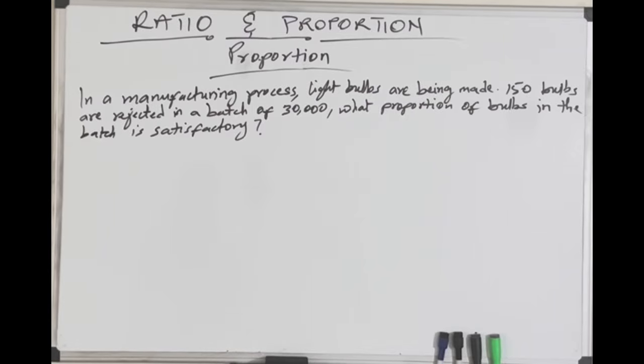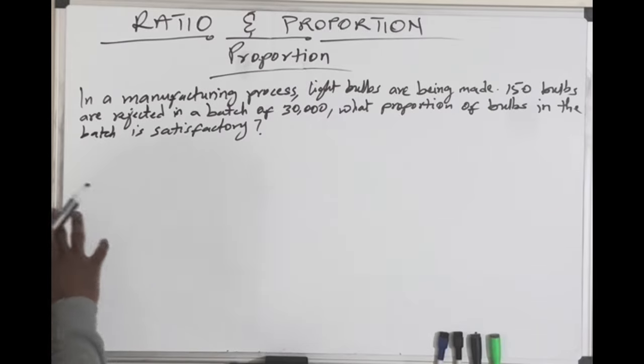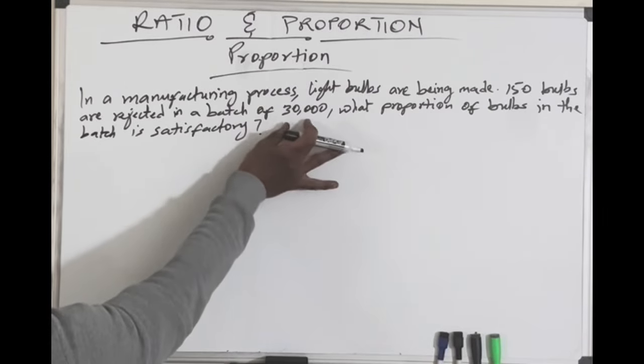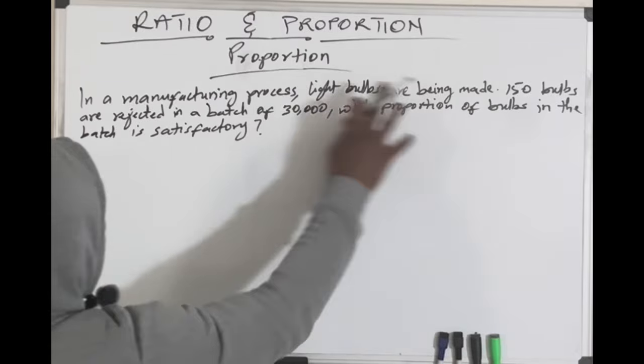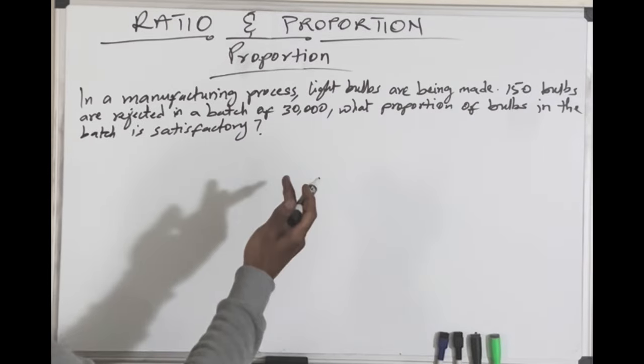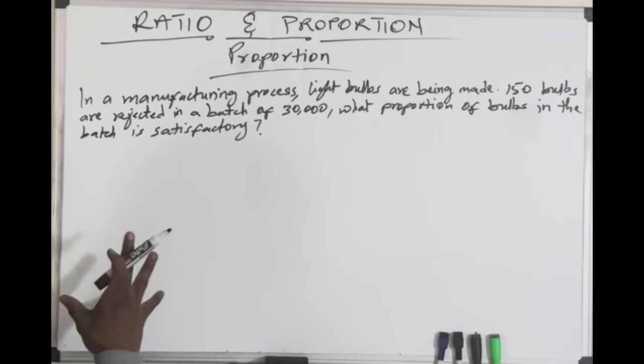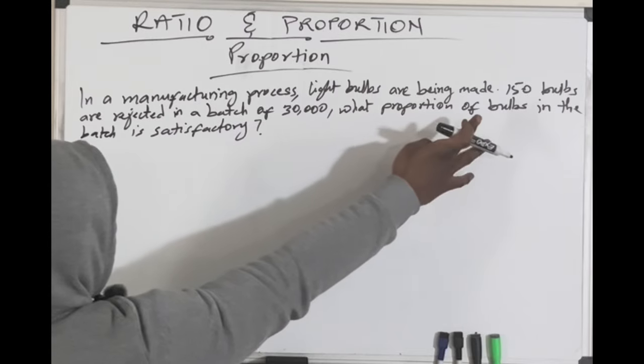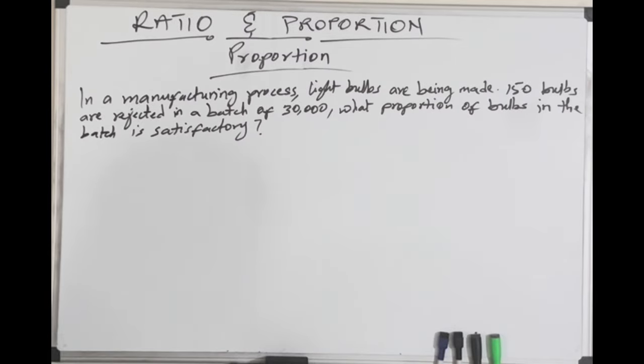In a manufacturing process, light bulbs are being made. 150 bulbs are rejected in a batch of 30,000. What proportion of bulbs in the batch is satisfactory? So we are saying that proportions are more useful when they are in percentages. So our final answer will be in percentage. There is a batch of 30,000. 150 bulbs are rejected. So in order to find the good ones, the ones that were not rejected, we need to simply subtract the 150 from the 30,000.